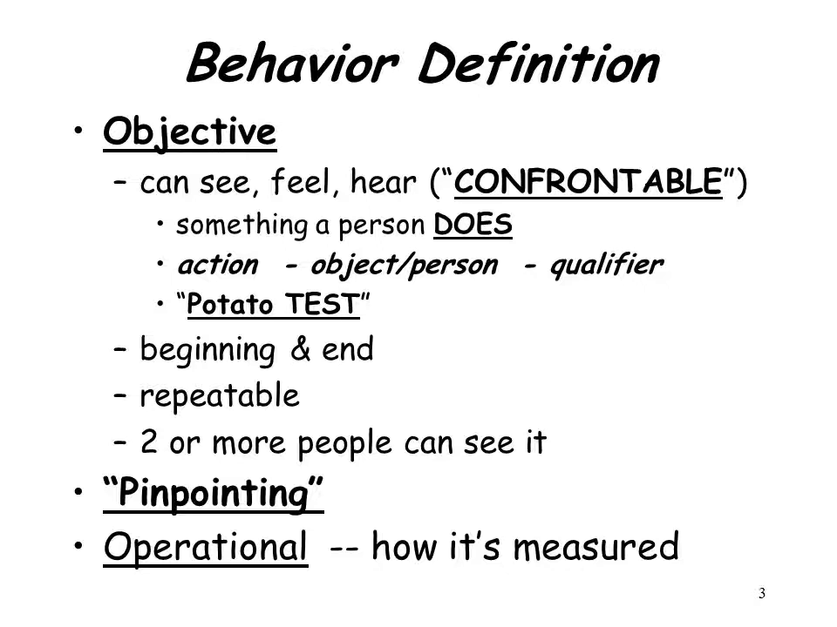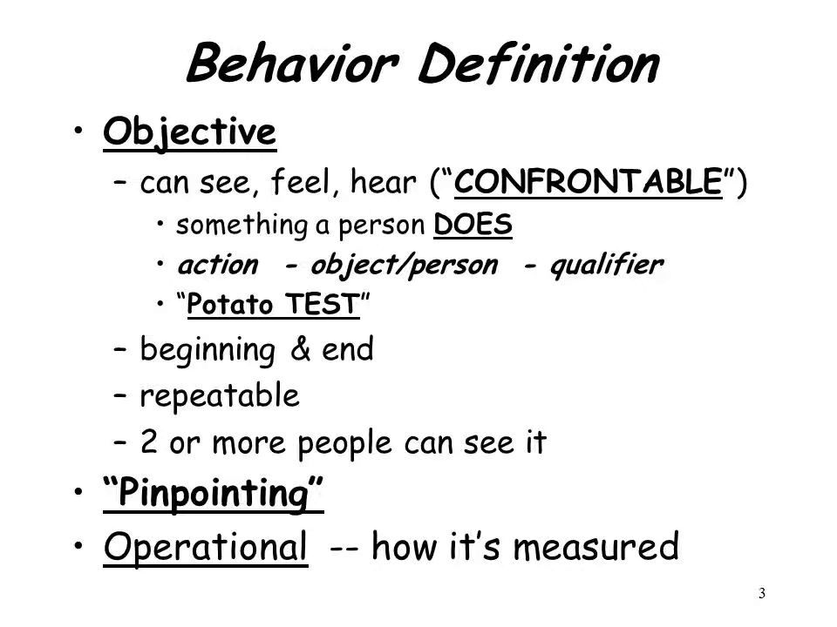Good definitions of behaviors, or good behaviors, have a clear beginning and a clear end. In other words, you can measure when it starts and you can measure when it stops. They're also repeatable. If I define a behavior adequately, that definition will apply to multiple occurrences.